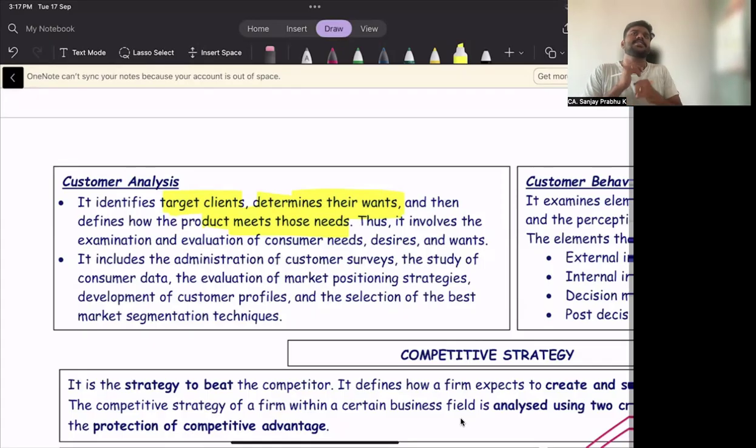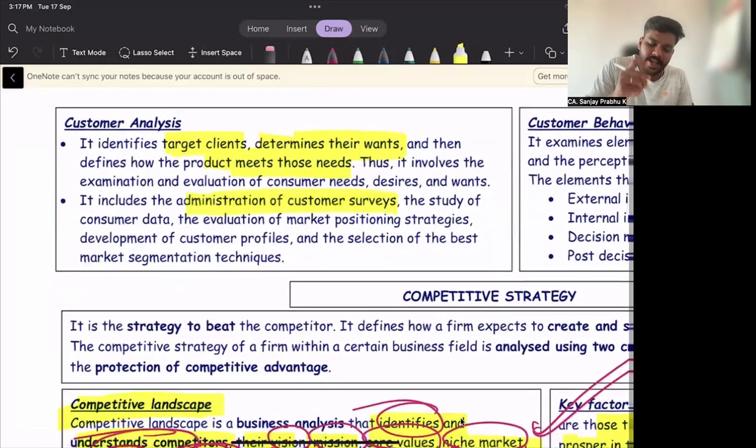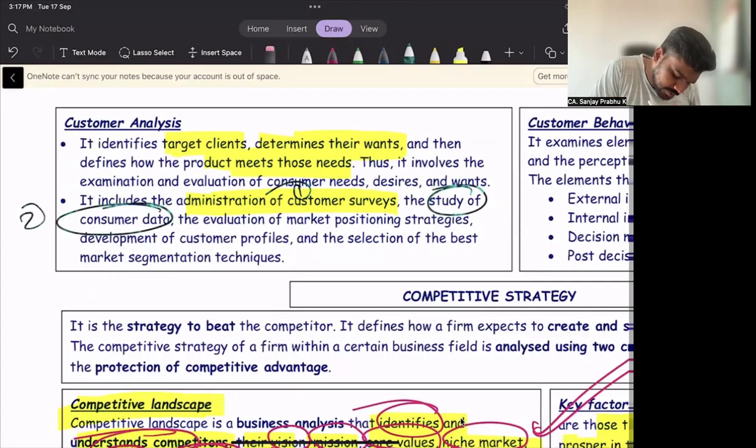So how can I understand my customers and their needs? I have to conduct a survey. Step number 1, I have to conduct a survey. Once you conduct the survey, you will get the data. Now you have to study the consumer data. This is my step number 2. So step number 1 is administration of the customer survey. First of all, I have to conduct a survey. When I conduct a survey, I will get the consumers' data.